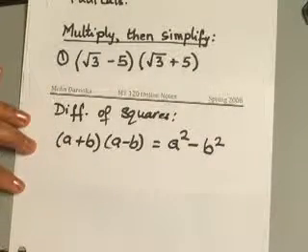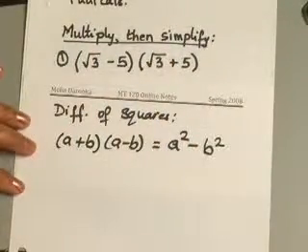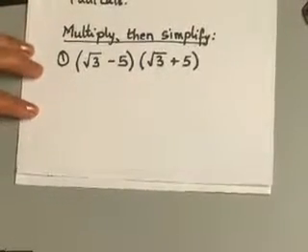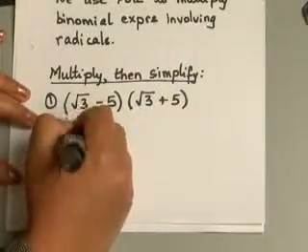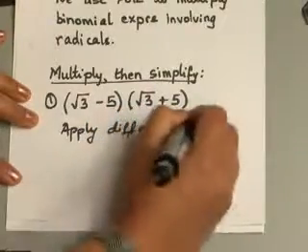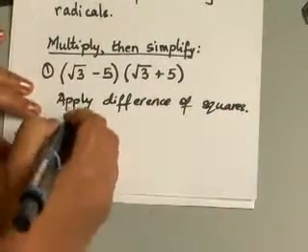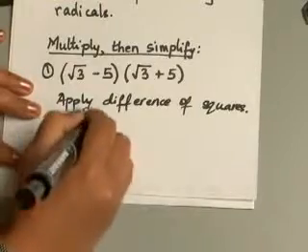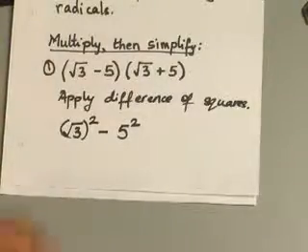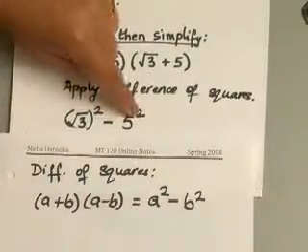You can apply that same idea here, or if you just want to FOIL the two expressions and come up with the answer that way, go ahead and do it like that, and you will still end up with the same exact answer. So let's go ahead and apply the difference of squares. And that will give us square root of 3 squared minus 5 squared. Again, remember, a squared minus b squared, so that's your a squared minus your b squared.